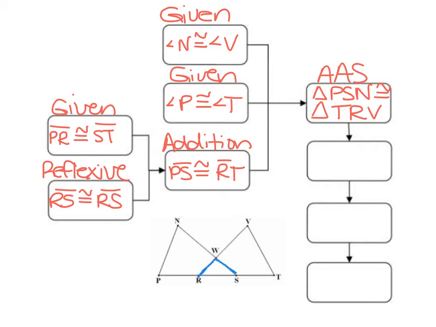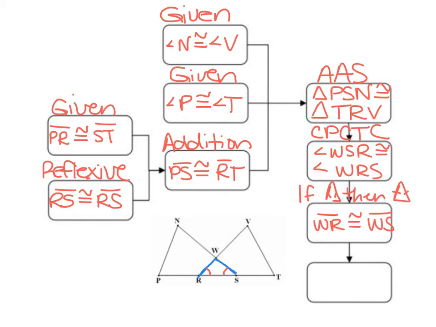However, what we can do is use CPCTC to get those two angles congruent. And then once we have that those two angles are congruent, then we can say those sides opposite the angles are congruent. And now that we have those two segments congruent, we can say that triangle WRS is isosceles. And the reason for that would be the definition of isosceles triangle. And that completes our proof.